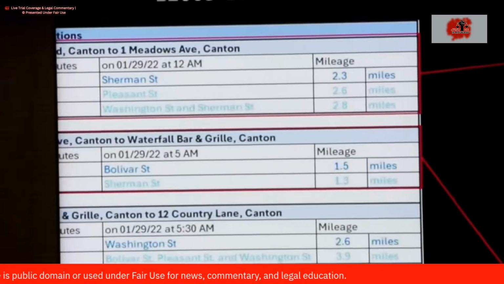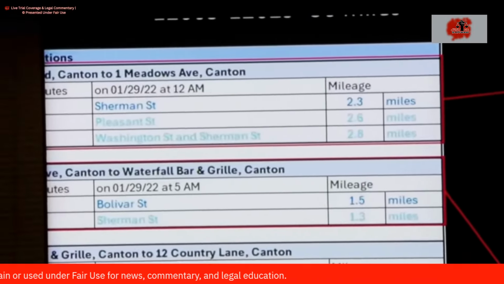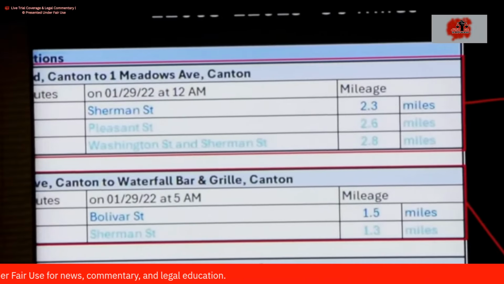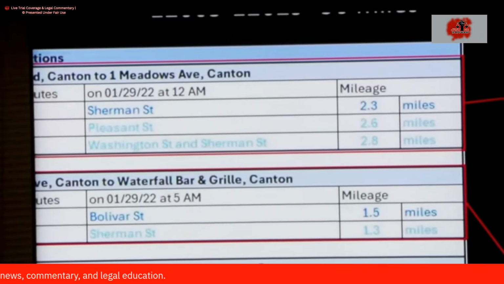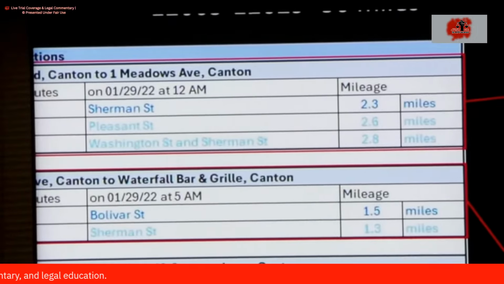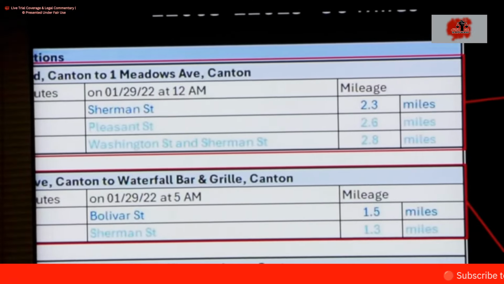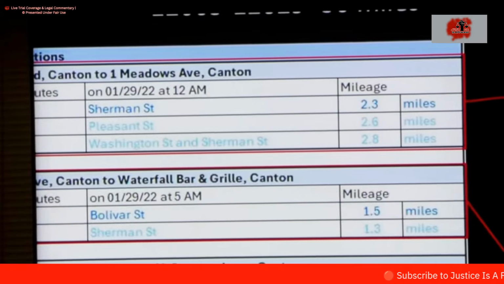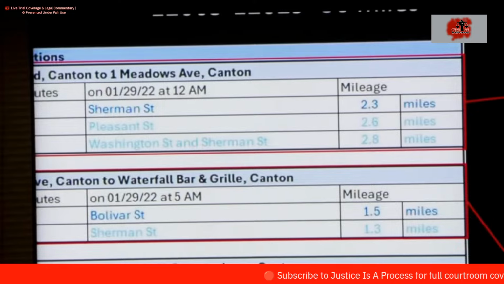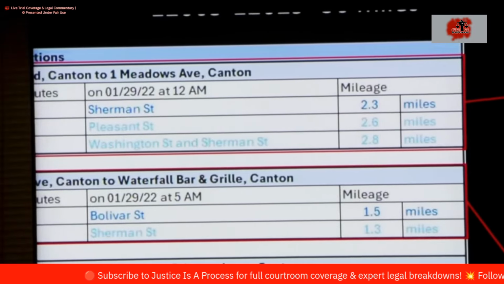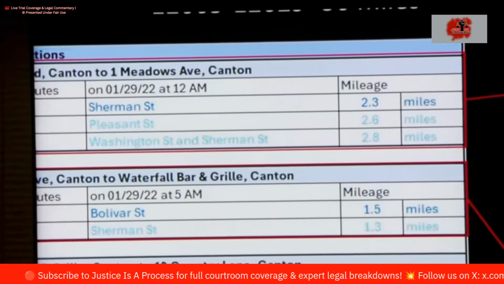When you considered the shortest route, 2.3 miles on Sherman Street, did you attempt to determine how long it would take to travel 2.3 miles, how fast the car would have to be moving or how slowly it would have to be moving to travel 2.3 miles in 4 minutes and 15 seconds? Yes. And what did you determine? So to go 2.3 miles in 4 minutes and 15 seconds, you would need an average speed of 32.47 miles an hour.